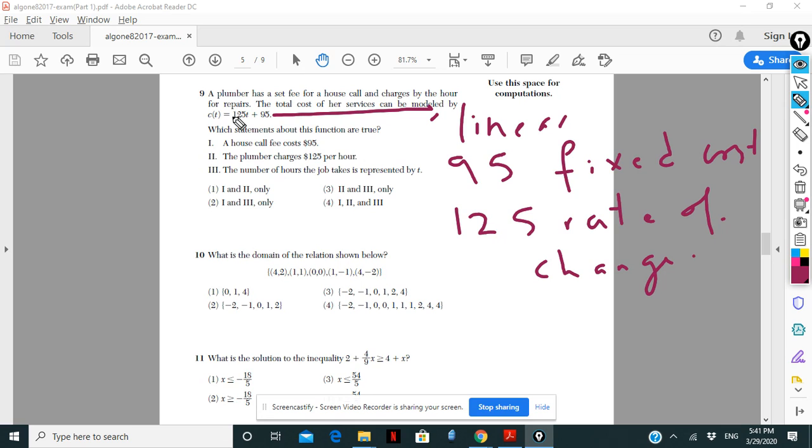So which statements about the function are true? A house call fee costs 95, yes, because it's a fixed cost. So it represents a fixed cost. The plumber charged 125 per hour. Yes, that's a rate. The number of hours the job takes is represented by T. Yes, because that represents the time. So in that case, all these statements are correct, and the answer must be 4.